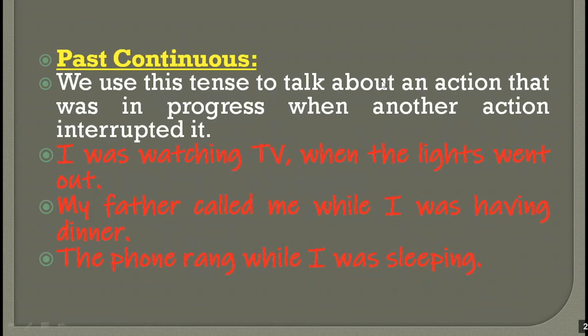Past continuous. We use this tense to talk about an action that was in progress when another action interrupted it. That's the reason for using the past continuous. Like the examples. I was watching TV when the lights went out. So I was in the middle of the process of watching TV, and then in the middle of that, the lights went out.